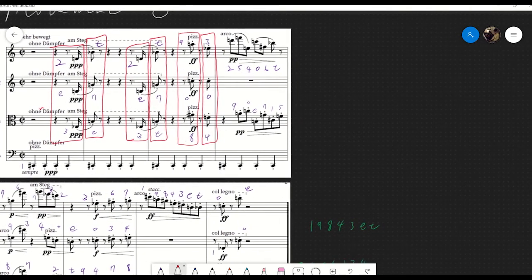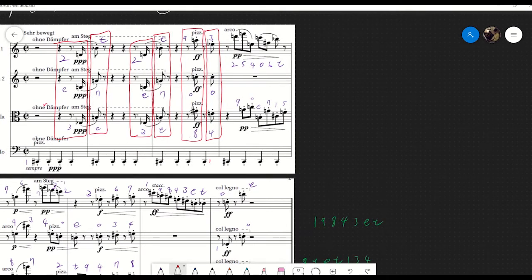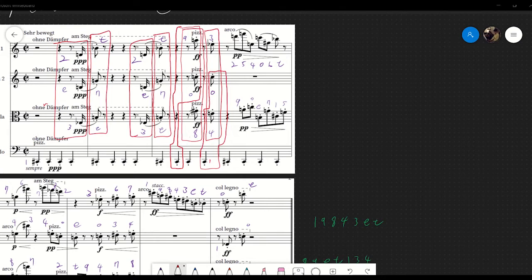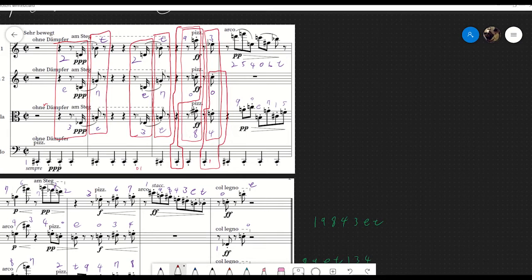Let's take a look at one more. How about taking into account this? We have 3, 0, 4 here, and if you take the C sharp, you also create another set class 0-1-4, set class 3-3. The same thing happens in the chord before. We have 9, 0, and 1, which is 0, 1, 9. So this is a major third and a half step, another example of 3-3.